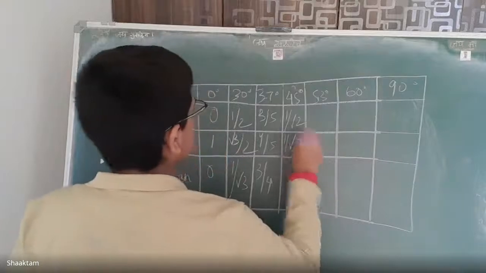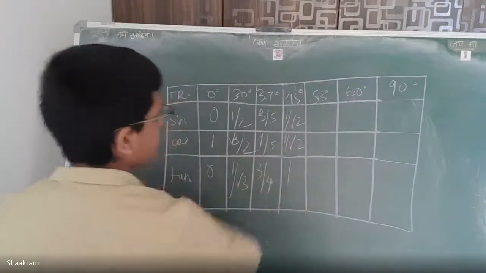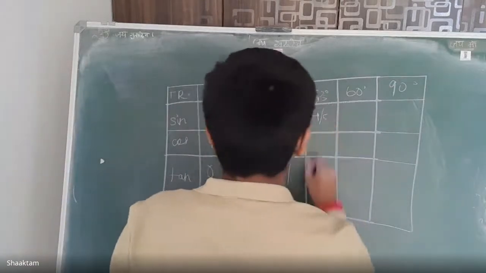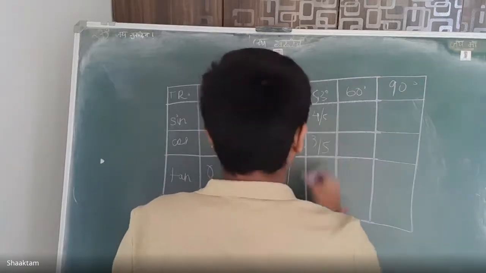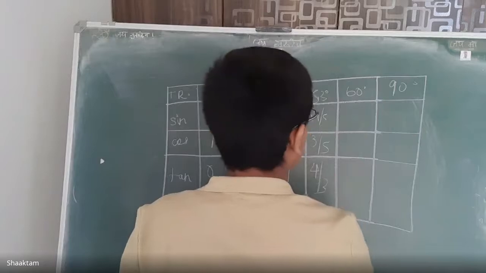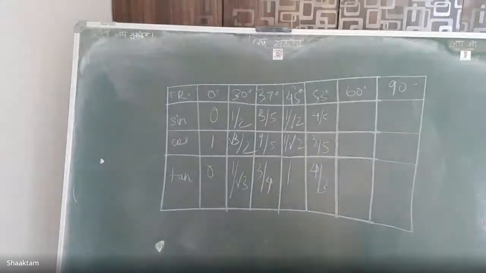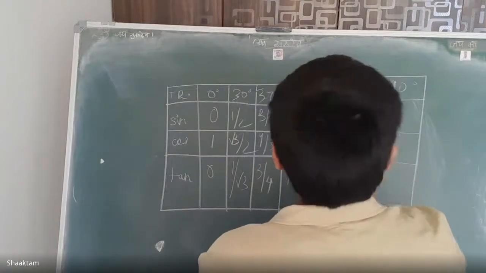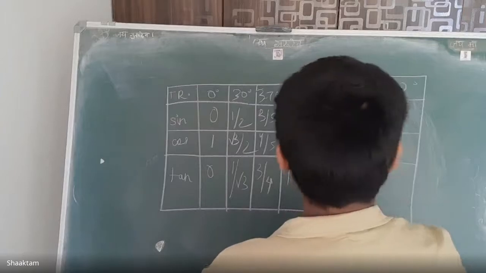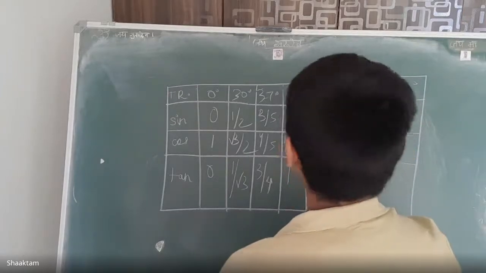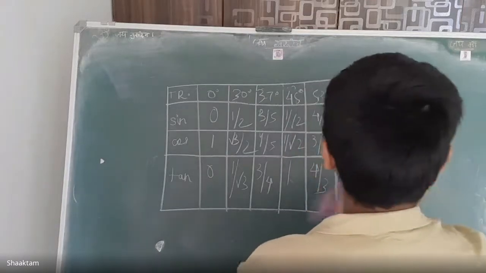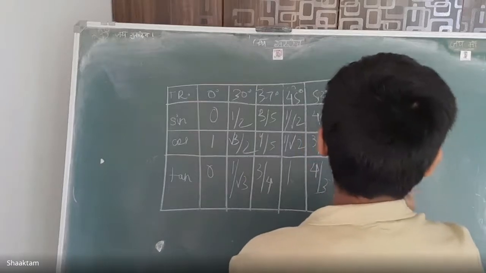Cos of 45 is also 1 by root 2. Tan of 45 is 1. Sine of 53 is 4 by 5, cos of 53 is 3 by 5, tan of 53 is 4 by 3. Then sine of 60 is root 3 by 2, cos of 60 is 1 by 2, tan of 60 is root 3. Sine of 90 is 1, cos of 90 is 0, tan of 90 is undefined.